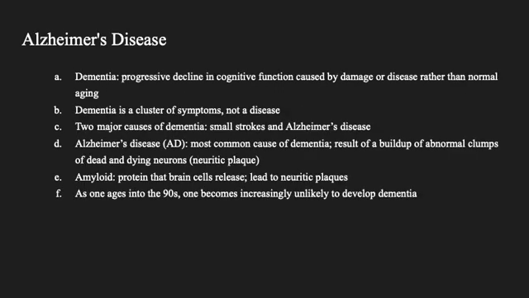Alzheimer's disease. Dementia is a progressive decline in cognitive function caused by damage or disease rather than normal aging. Dementia is a cluster of symptoms, not a disease. Two major causes of dementia: small strokes and Alzheimer's disease. Alzheimer's disease, the most common cause of dementia, results from a buildup of abnormal clumps of dead and dying neurons, neuritic plaque. Amyloid, a protein that brain cells release, leads to neuritic plaques. As one ages into the 90s, one becomes increasingly unlikely to develop dementia.